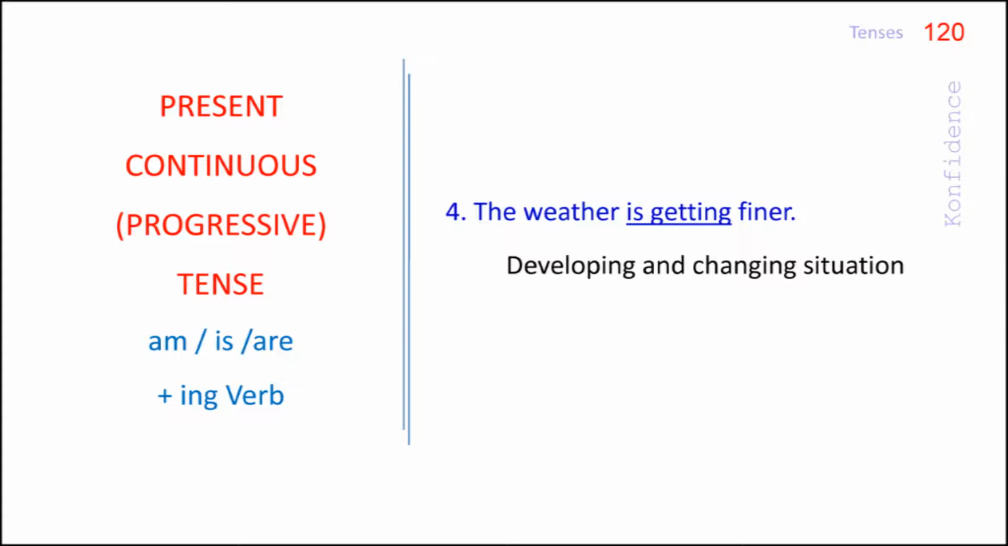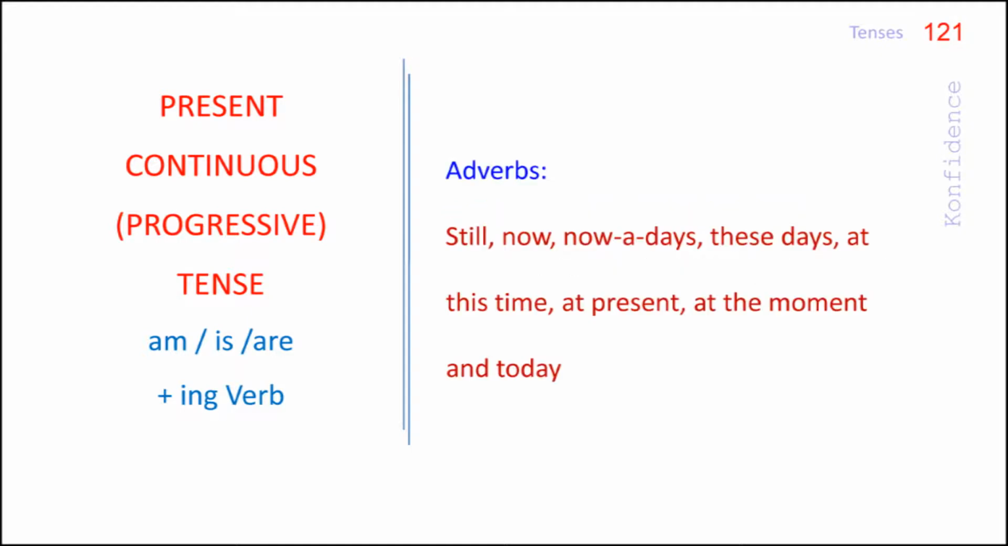We should note that duration of time is not mentioned in these sentences. In present continuous tense, time duration should not be mentioned. Adverbs like still, now, nowadays, these days, at this time, at present, at the moment, and today go with the present continuous tense.